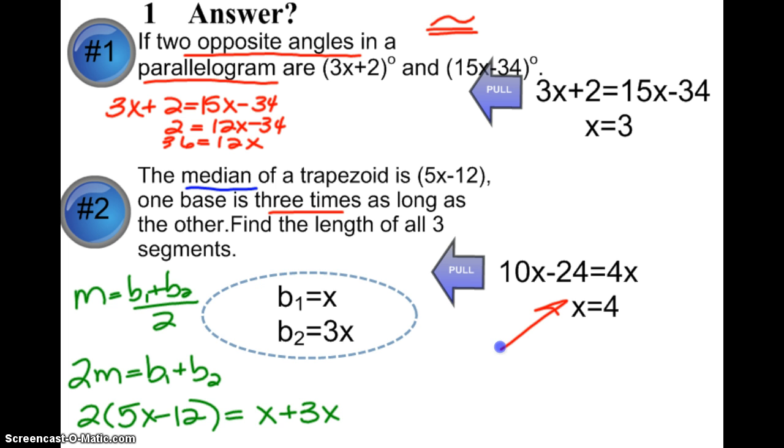So again, if you want to see an in-between step, we would have negative 24 is equal to negative 6x after we subtract the 10x to both sides. And then when we divide by negative 6, we get positive 4.